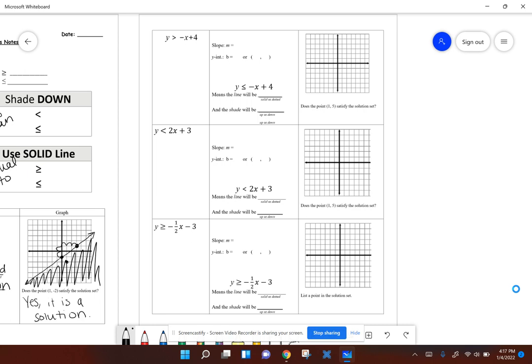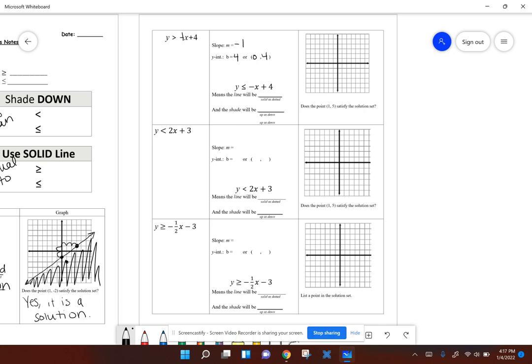So this first equation here, again, is in slope-intercept form. So the number in front of x is going to be our slope. Notice there's no number in front of x, so we can put an invisible one. So my slope for this problem is a -1. That means the y-intercept is the 0, 4.